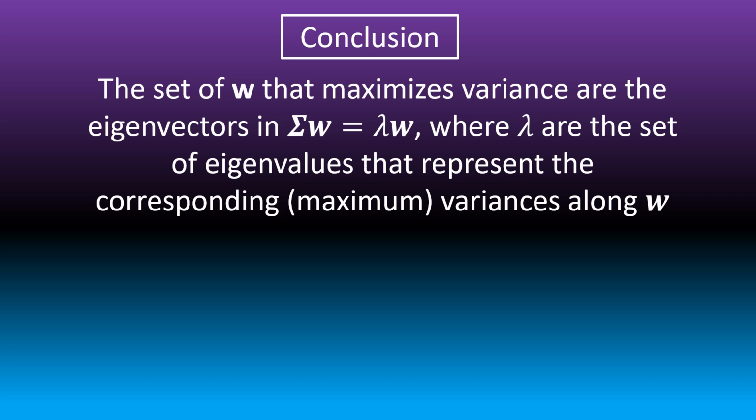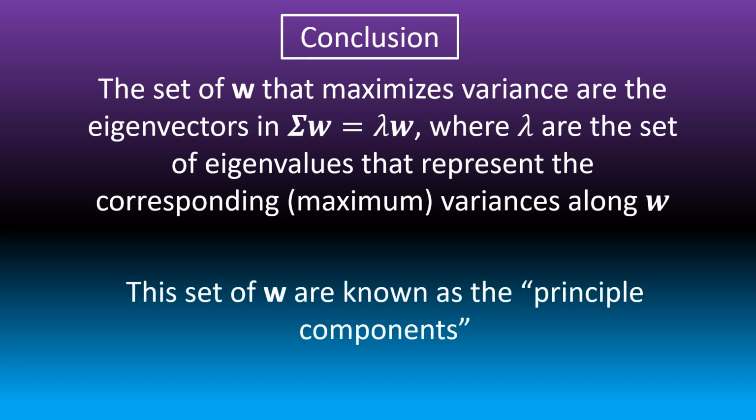So in conclusion, the sets of W that maximizes the variance are the eigenvectors in epsilon W is equal to lambda W, where lambda are the sets of eigenvalues that represent the corresponding maximum variances along W. This set of W are known as the principal components.